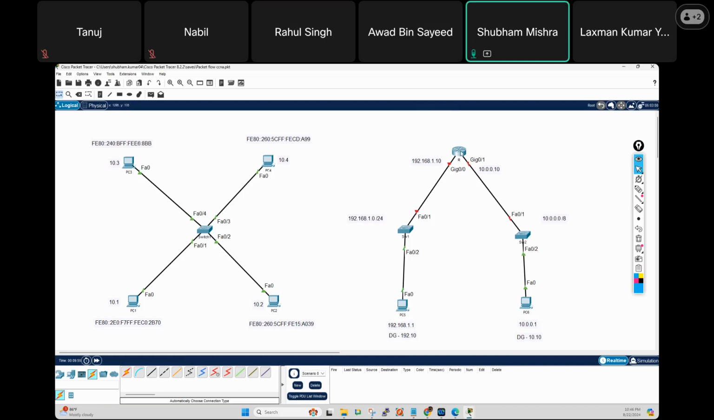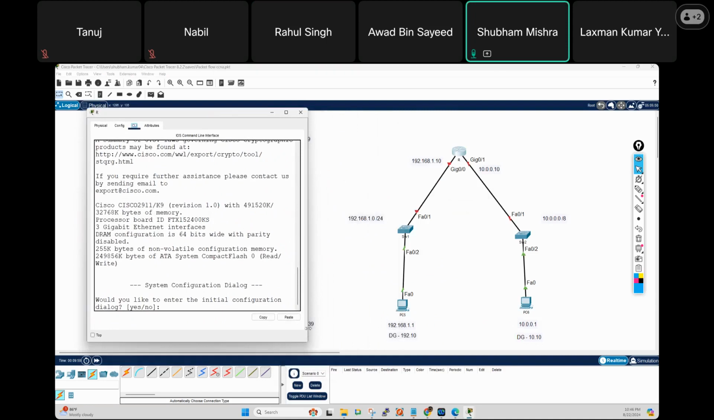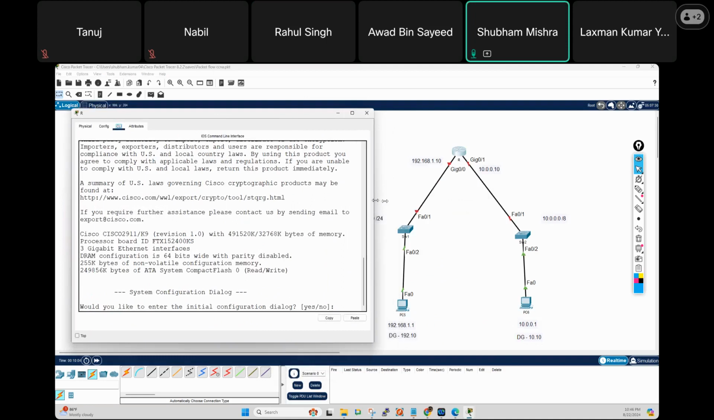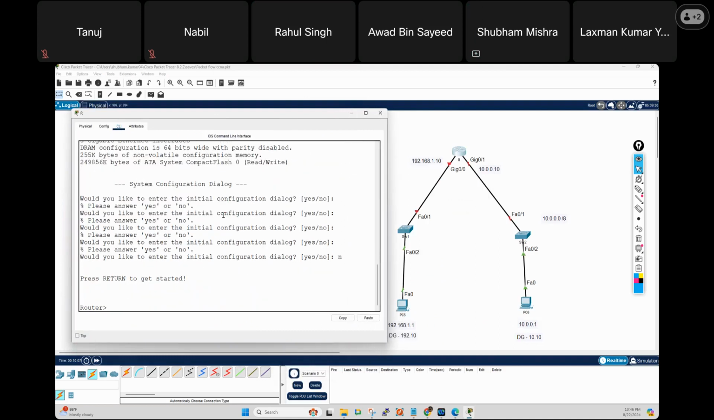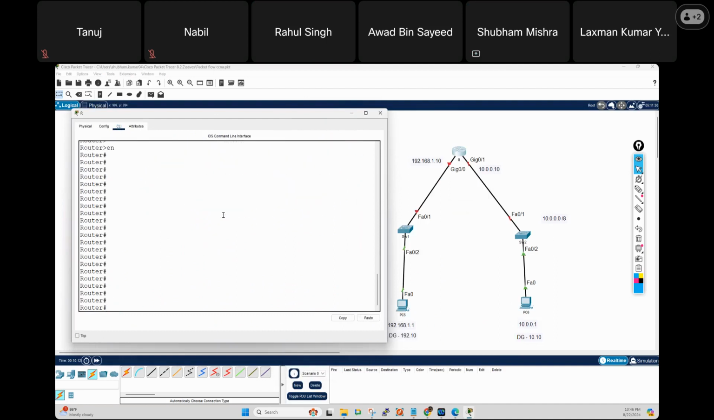Okay. Now come on the router. I hope my screen is visible to all of you. It's fine, sir. Okay. Are you guys able to see my router CLI? Yes, sir. Yes. Okay.